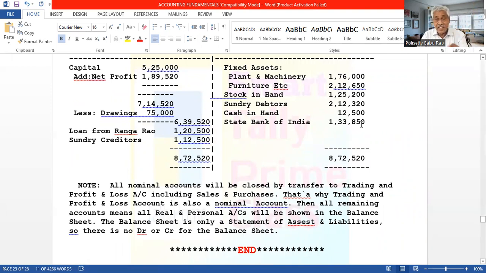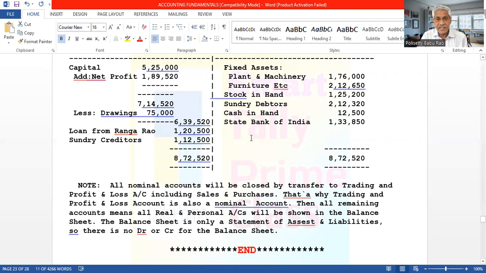This is the entry, that is, the closing stock is taken into account at the time of preparing the final accounts. That is where we are writing both. We have to give effect to debit and credit. Credit in the trading account and debit is shown on the asset side.